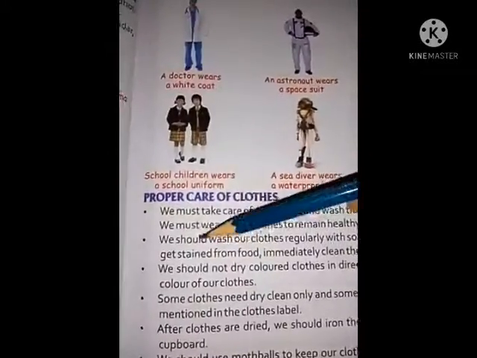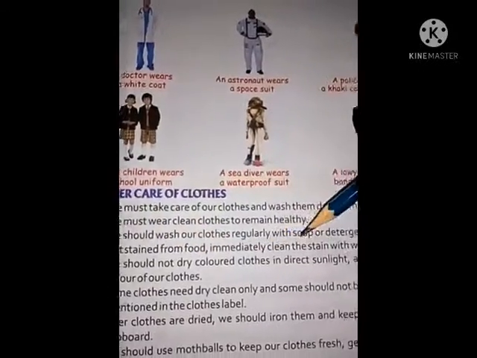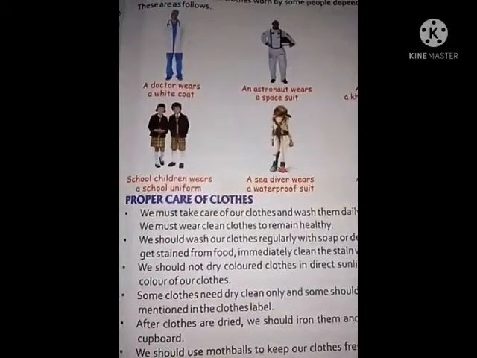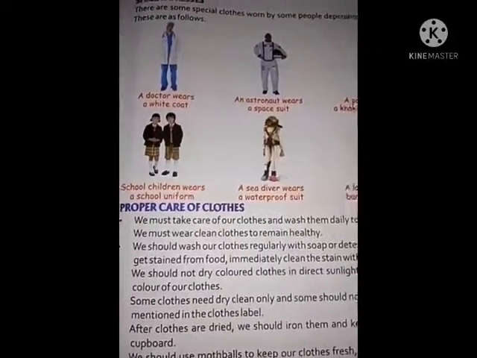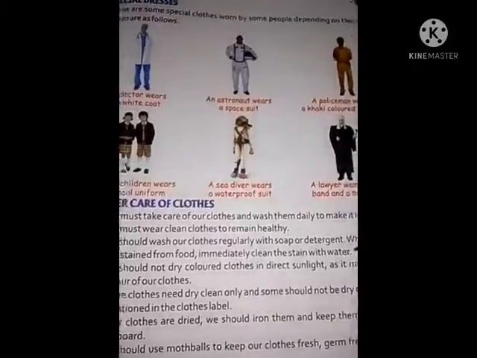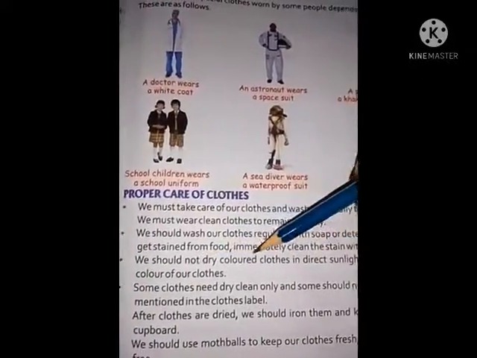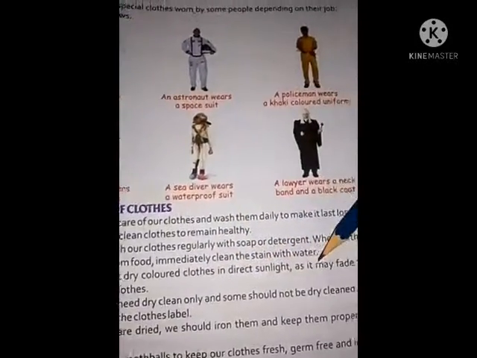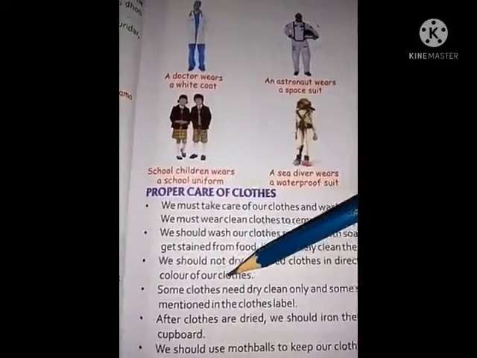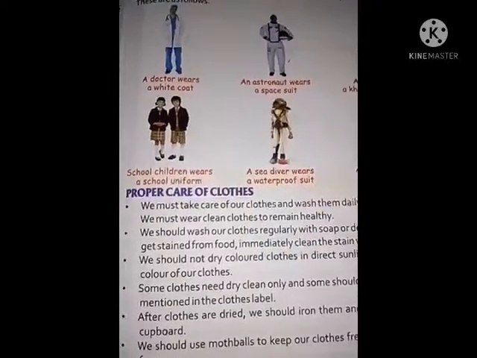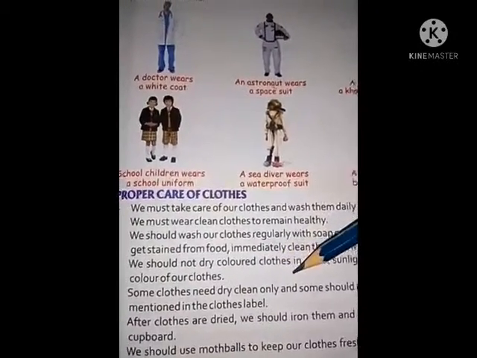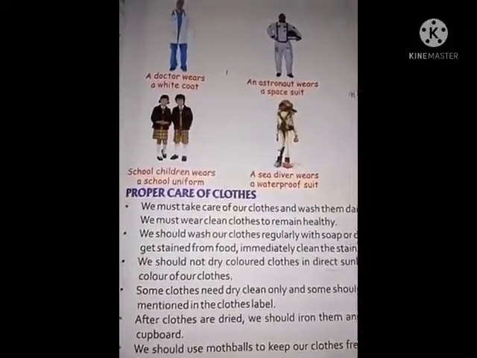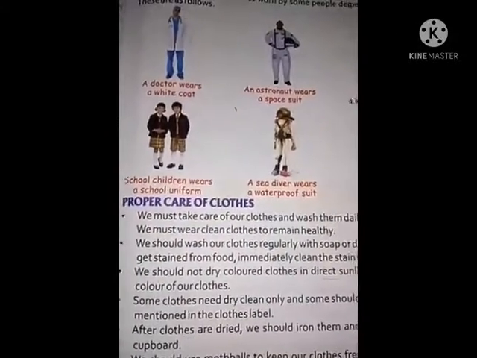When clothes get stained from food, immediately clean the stain with water. If sometimes food falls on the clothes, then immediately clean the stain with water. We should not dry colored clothes in direct sunlight, as it may fade the color of our clothes. We should not dry colored clothes in direct sunlight because it may discolor our clothes.